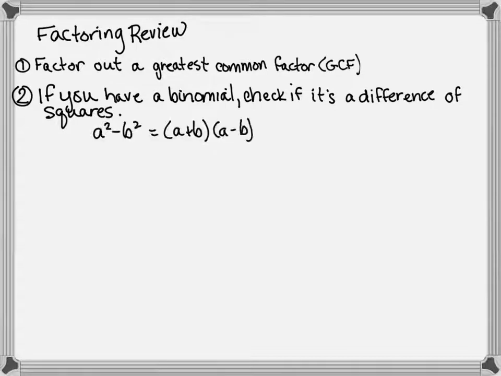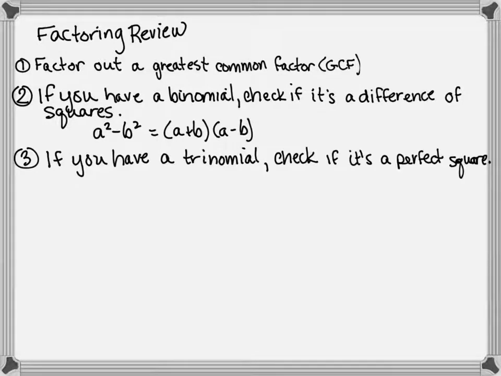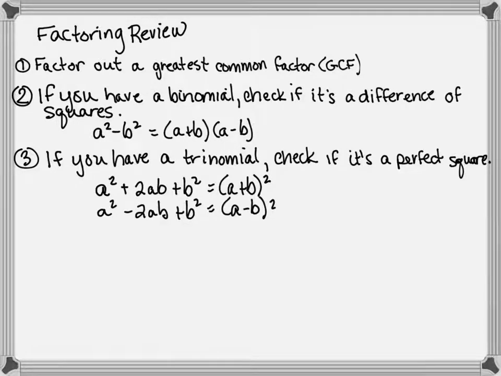If it's a difference of squares, so something like a squared minus b squared, it would factor to a plus b times a minus b. If you have a trinomial, check if it's a perfect square. For example, a squared plus 2ab plus b squared factors to the quantity a plus b squared. And a squared minus 2ab plus b squared factors to the quantity a minus b squared.